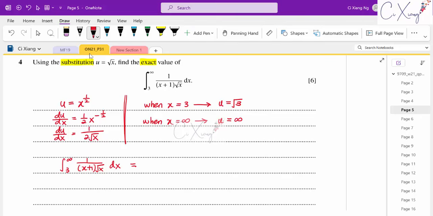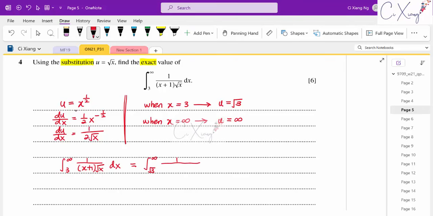Okay, so first of all, I want to change the limit. From 3 until infinity, it will become square root 3 until infinity. Okay, all right. So now I observe the bracket here, 1 over x plus 1. So I'm having x plus 1 here. So how can I change the x become the u?